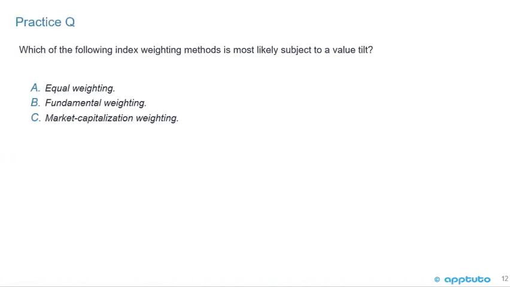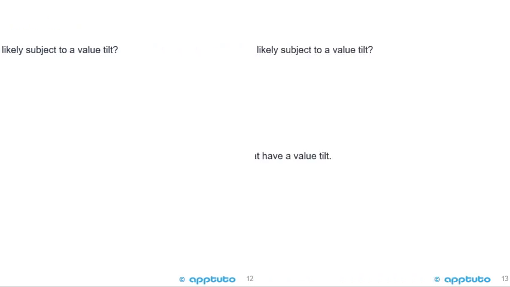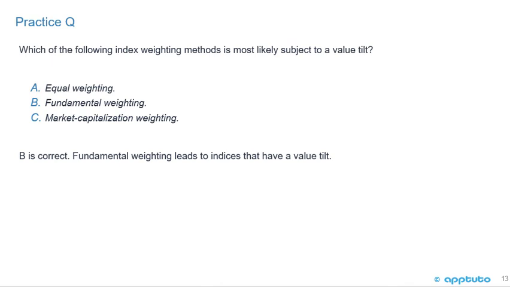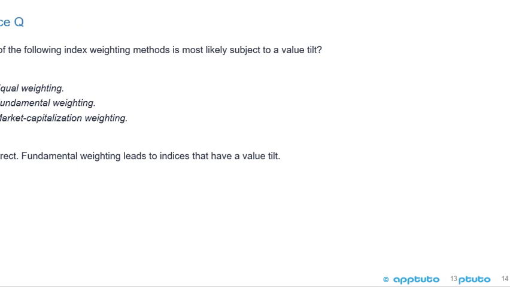Here's an easy practice question to check your understanding. Which of the following index weighting methods is most likely subject to a value tilt? A, equal weighting, B, fundamental weighting, or C, market capitalization weighting? I think you'd be happy to see that question on a test. B is correct. Fundamental weighting leads to indices that have a value tilt.